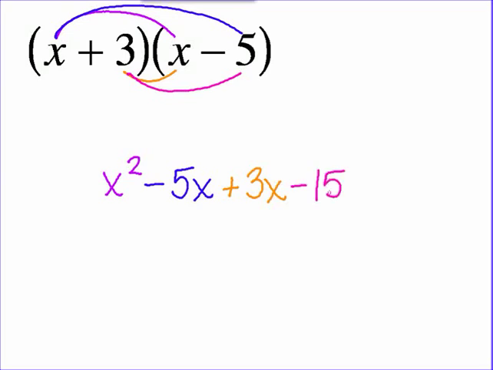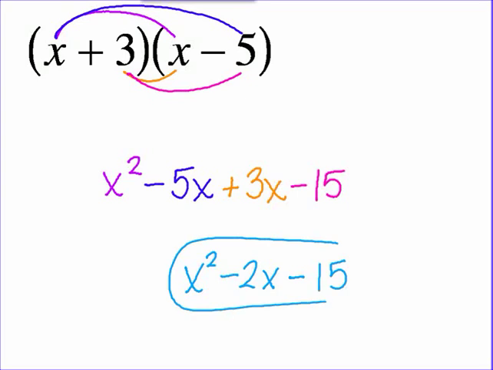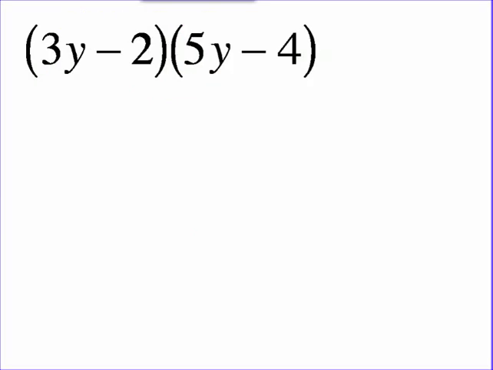Final step, what I need to do is simplify. So my final answer will be what? X squared minus 2x minus 15. There you go. Questions? Think you can handle that? Nope. Shouldn't be too bad. Okay, we're going to look at another one.